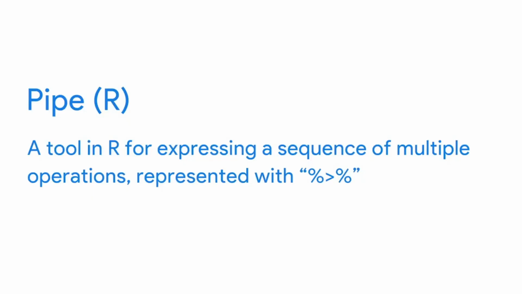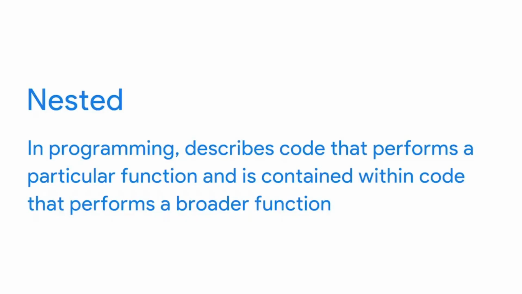As a quick reminder, a pipe is a tool in R for expressing a sequence of multiple operations. In other words, it takes the output of one statement and makes it the input of the next statement. So instead of typing out functions contained inside other functions, you could use the pipe operator to do the same work. In programming, we describe this as nested. Nested describes code that performs a particular function and is contained within code that performs a broader function.